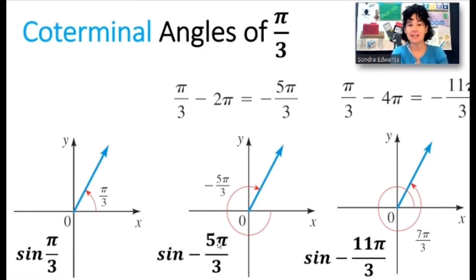But the main takeaway is if I wanted to find the sine of negative 5 pi over 3 or the sine of negative 11 pi over 3, the first thing I would do would be to add 2 pi to negative 5 pi over 3 to turn it into sine of pi over 3. Or if I wanted to find sine of negative 11 pi over 3, I would add 2 pi twice. So I'd add 2 pi and I'd add another 2 pi to get it to look like sine of pi over 3, which makes the problem a bit simpler.